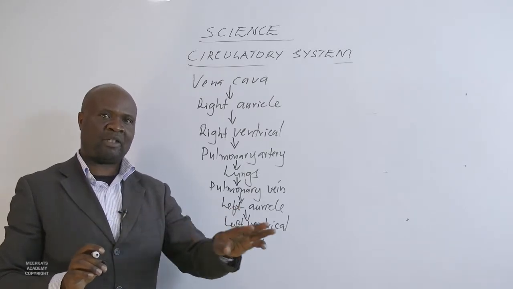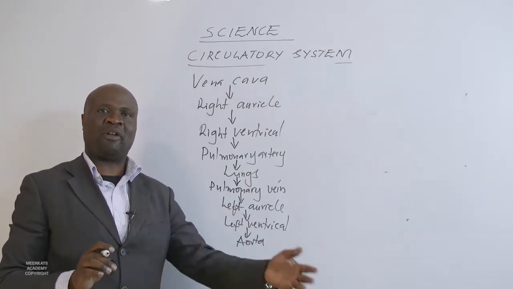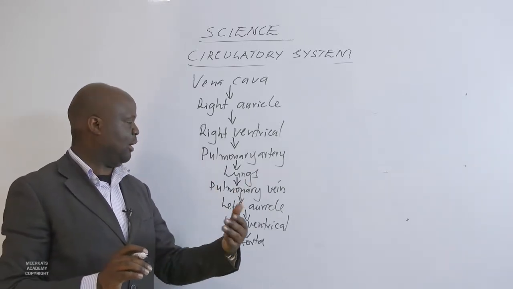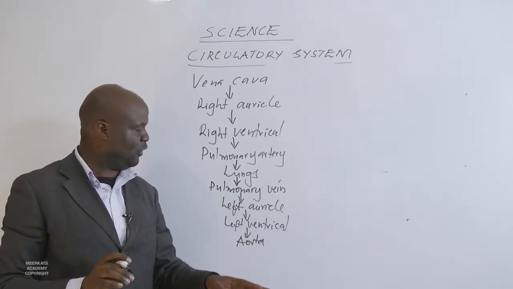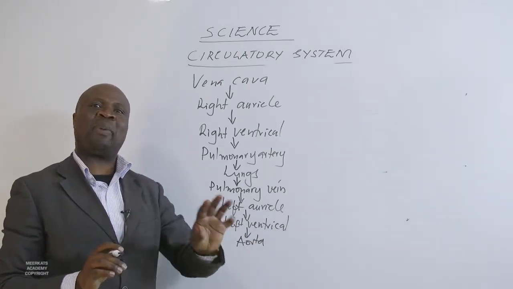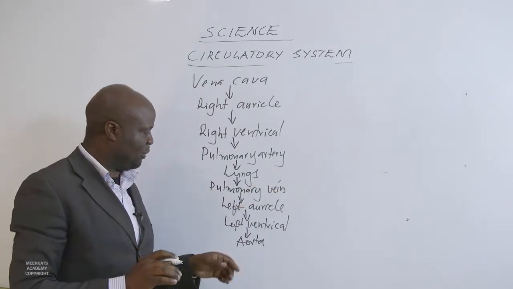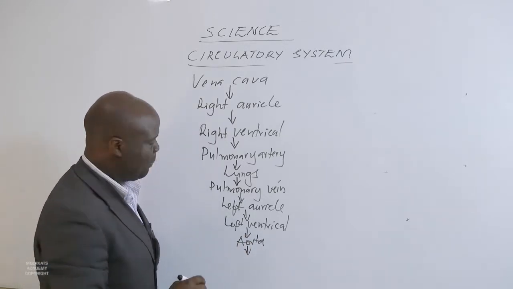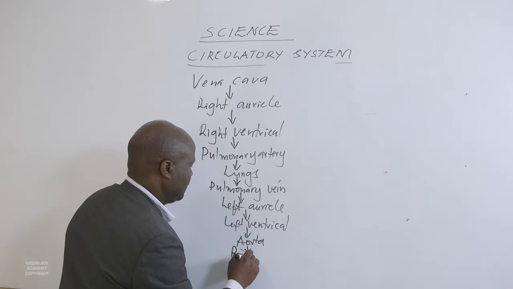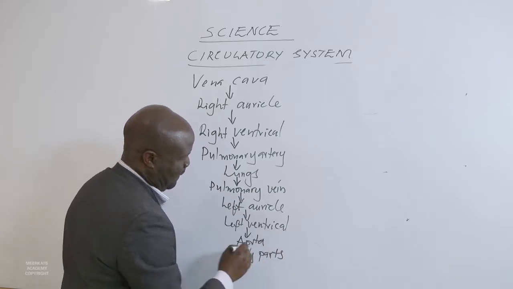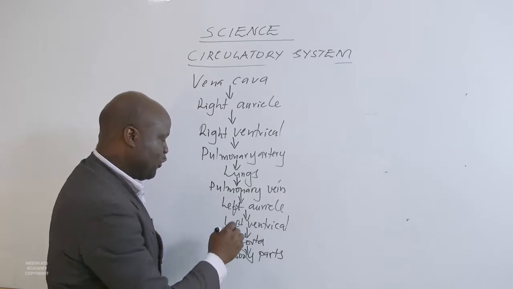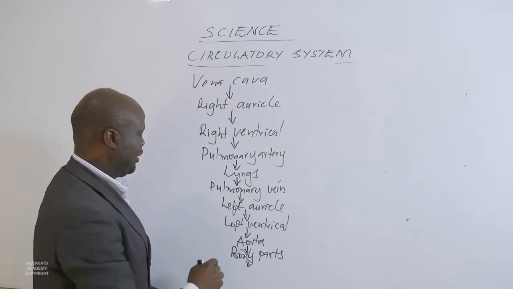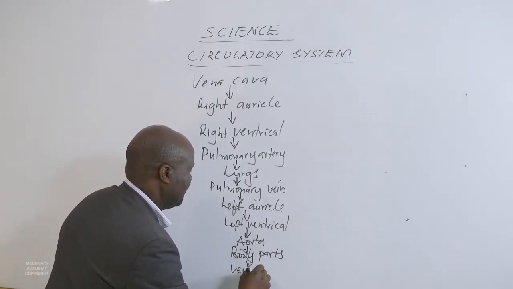So it will go to different parts of the body. There it will perform its functions, whether it is respiration and production of energy, and then the byproducts being carbon dioxide, water, and so forth. The oxygenated blood will be pumped towards other organs of the body from the aorta. Then from these body parts, the blood will come back through the vena cava.